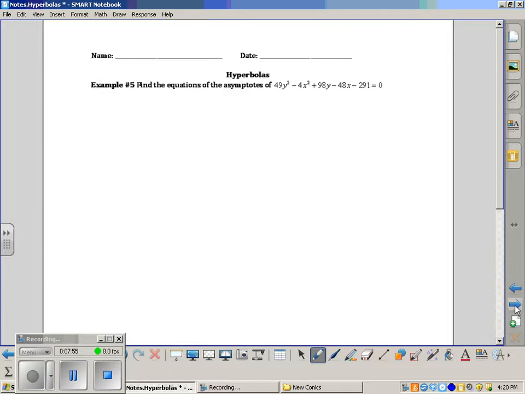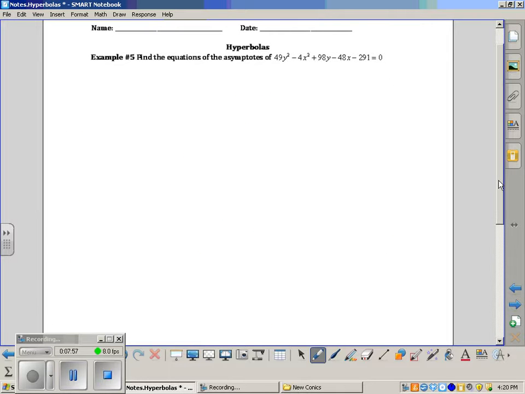Here we go. Find the equation of the asymptotes of this equation. I'll tell you right now, I had to use a calculator for some of the bigger number math, but let's do our best. I'm going to group together the y terms. I'm going to put the 291 over to the other side, and let's see.